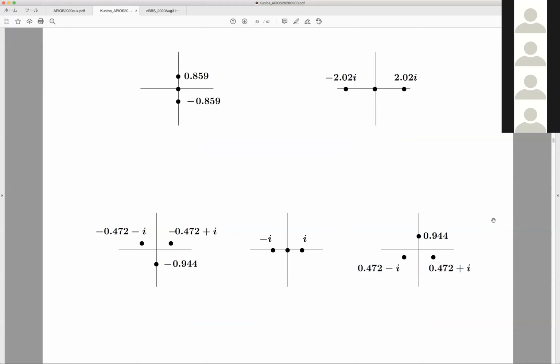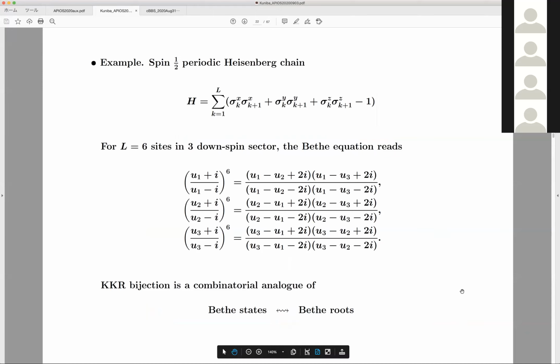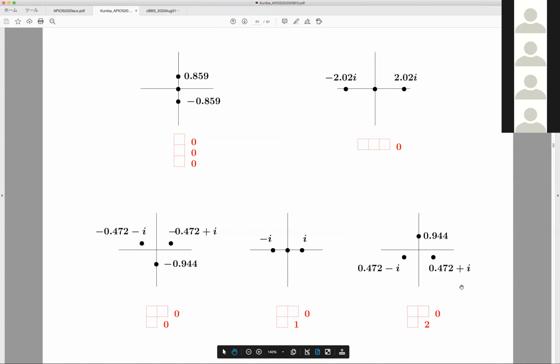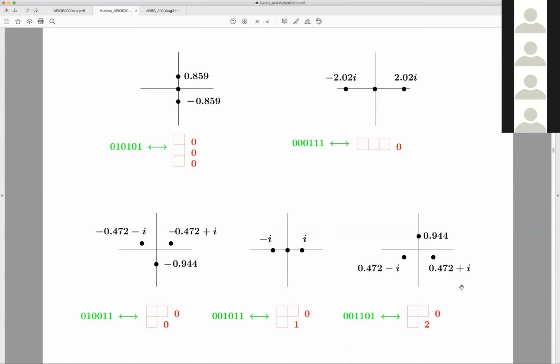Now, the other side of the bijection, Bethe states. It's like this. Because this is a Heisenberg chain, you have the superposition of up and down states, and the length is 6. But because this is in a combinatorial setting, there is no superposition, just a monomial, like this. So spin up, down, and so on. This is the simplest example of the KKR bijection of the 2 combinatorial objects. One is a combinatorial analog of the Bethe roots. One is a combinatorial analog of the Bethe vector.